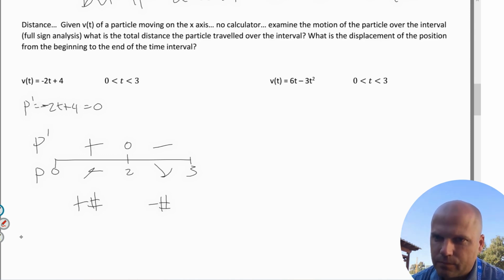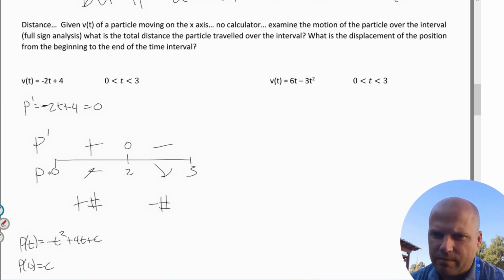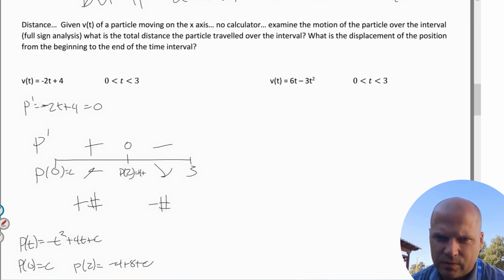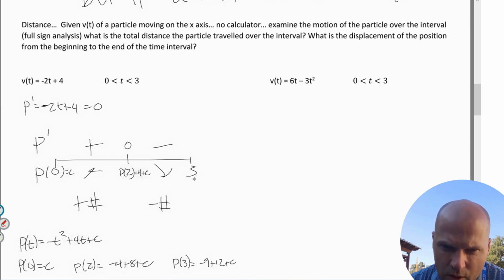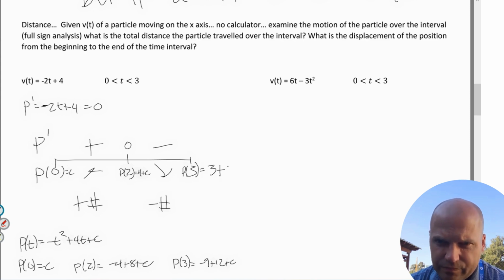So we got to do that. Where I get the position is negative t squared plus 4t plus c. And I know my position at time 0 is c. Great. My position at time 2 is negative 4 plus 8 plus c. So that's 4 plus c. And then my position at time 3 is negative 9 plus 12 plus c. So position at time 3 is 3 plus c.